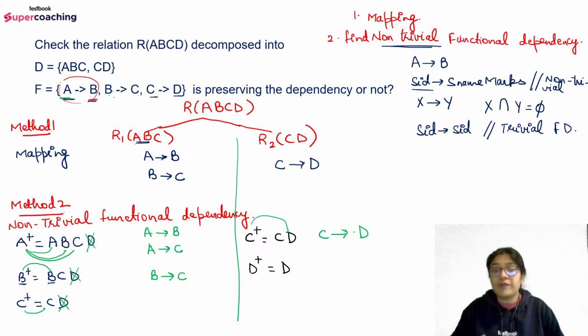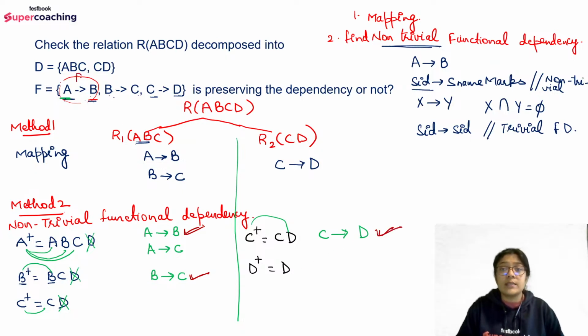आपने non-trivial functional dependencies लिख ली. Now check what all dependencies are required. A determines B, this is preserved in R1. B determines C, this is also preserved in R1. ये भी R1 में आ रही है. C determines D, this is preserved in R2.